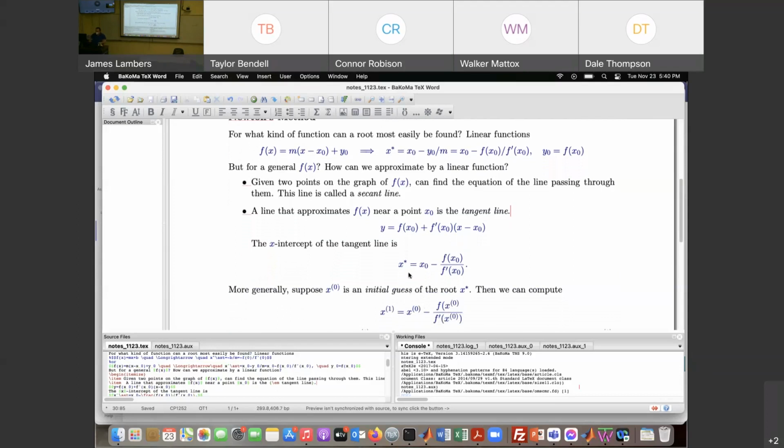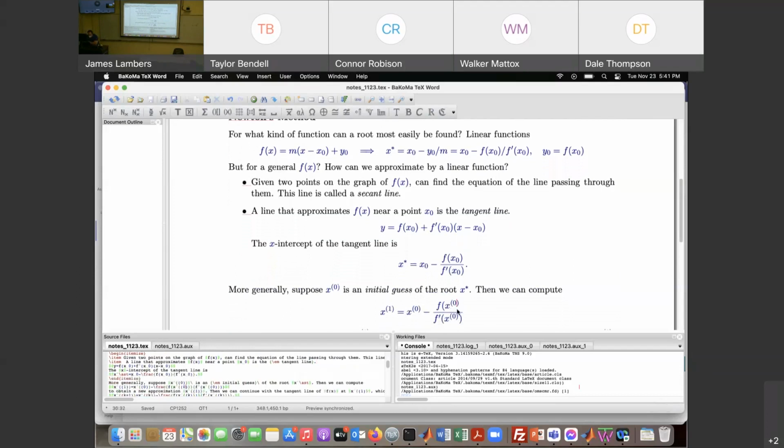This is the exact root of the tangent line. Therefore, it is an approximate root of f. Oh, missing a parenthesis there. Okay. So once we apply this formula, we find the exact root of the tangent line. This is an approximate root of f that's labeled x1.